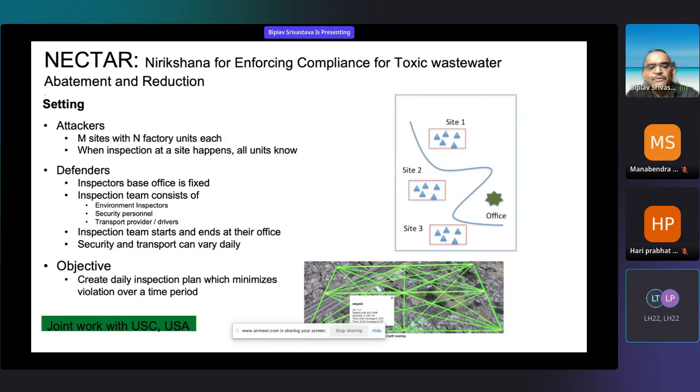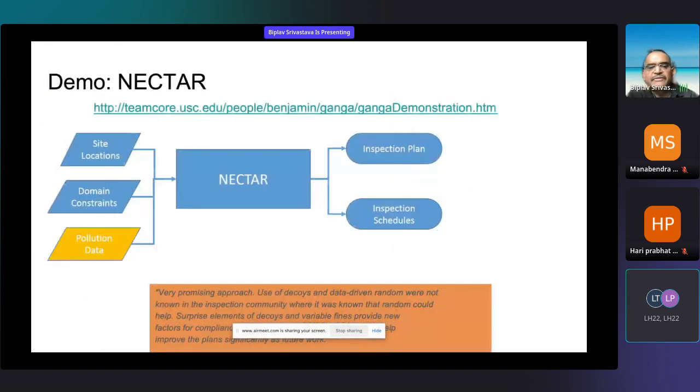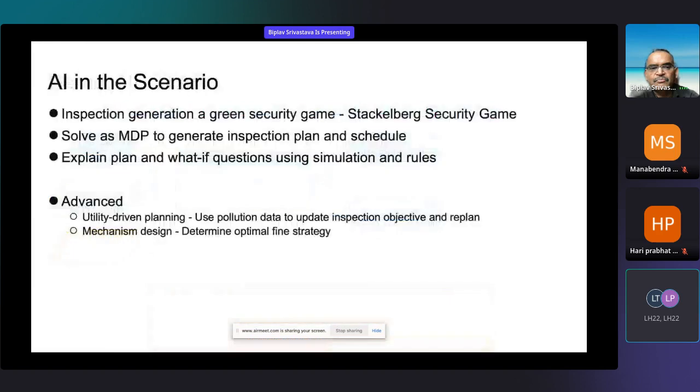Okay. So with this setup, we have more detail on what the input and what the output is. The output is an inspection plan and then an inspection schedule, which will maximize your probability of success. And this work is simulation based, and we got some validation from experts in the field on this. So the AI methods here are, as you would imagine, how do you solve the game theoretic problem? It's a Stackelberg security game, and how do you come up with the mechanism design?